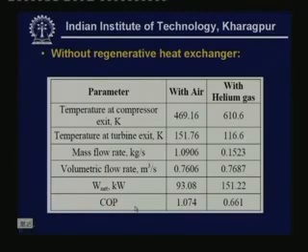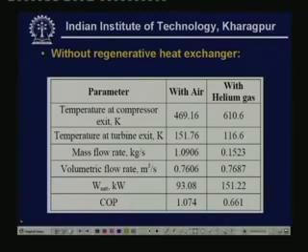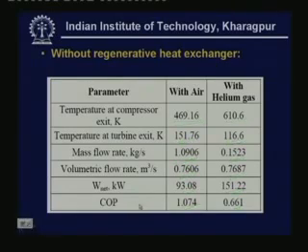Next, without regenerative heat exchanger, again you can see the performance trend is almost the same. With air you get an exit temperature of 469 and with helium you get about 610 Kelvin, and the temperature at the exit of the turbine is 151.76 with air and 116.6 with helium gas. Mass flow rate is again about 1.1 kg per second with air and 0.1523 with helium, and volumetric flow rate is 0.7606 with air, 0.7687 with helium, and net work input is 93 kilowatts with air and 151 kilowatts with helium. COP is 1.074 with air and 0.661 with helium. So, this is the performance comparison.